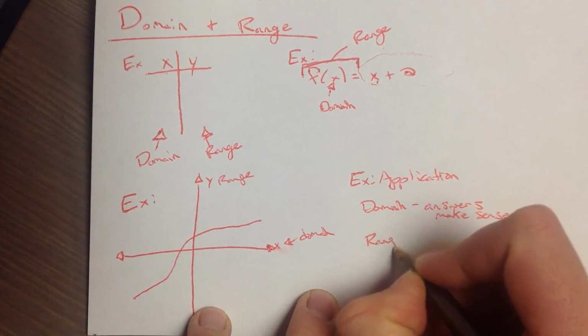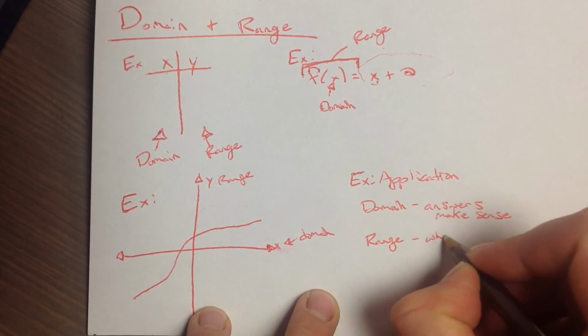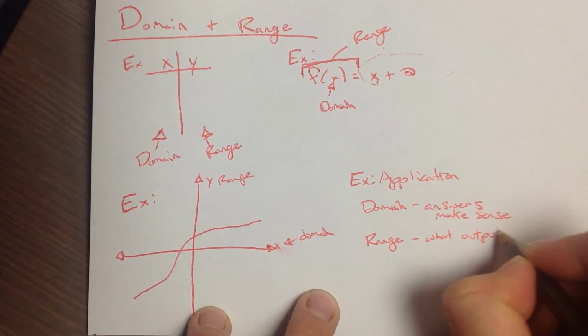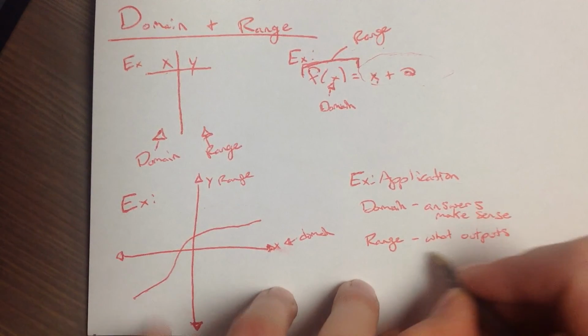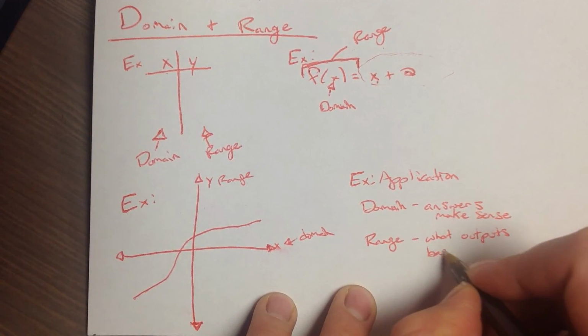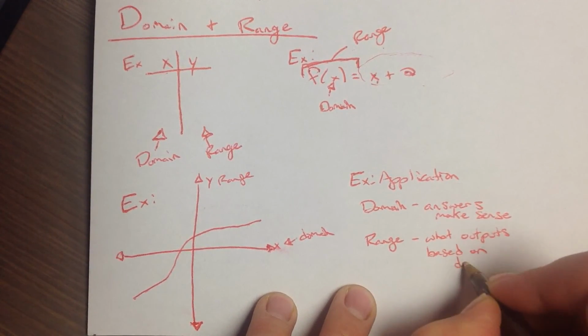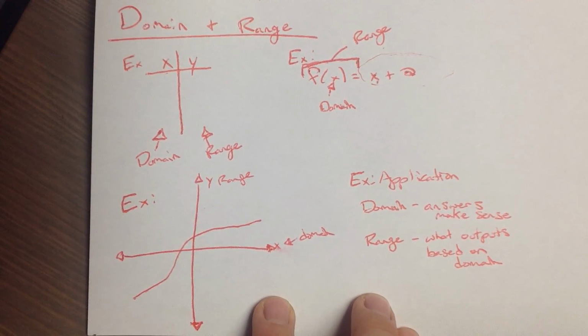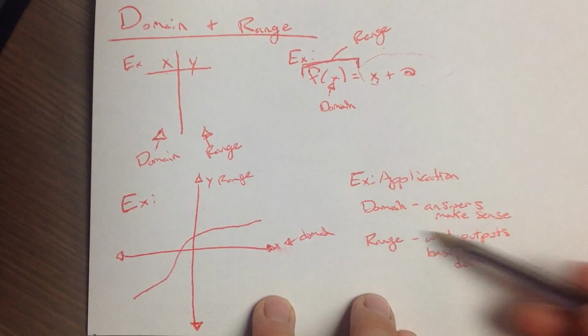Our range is what the outputs come out based on the domain. These change depending on the situation and what our domain is.